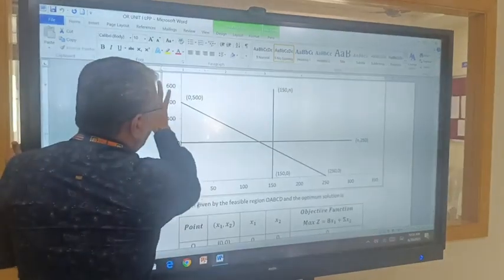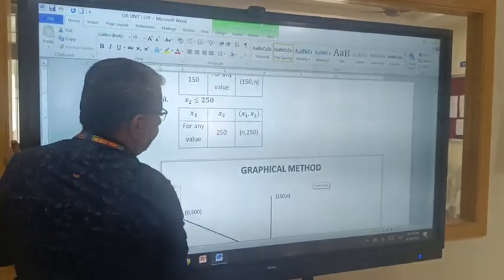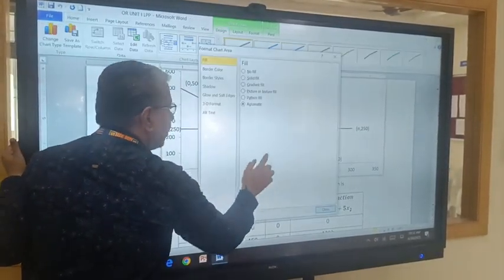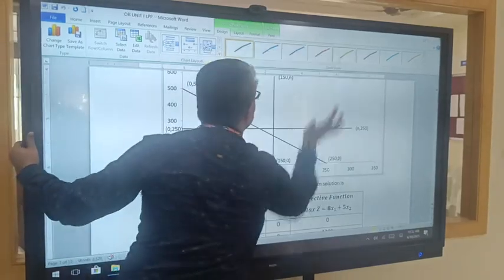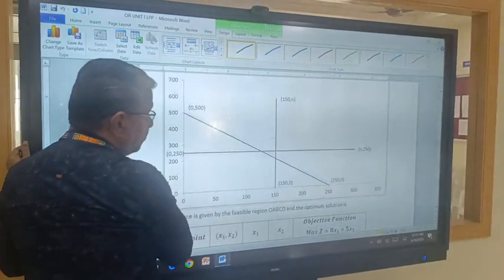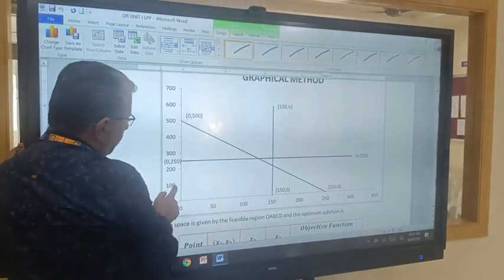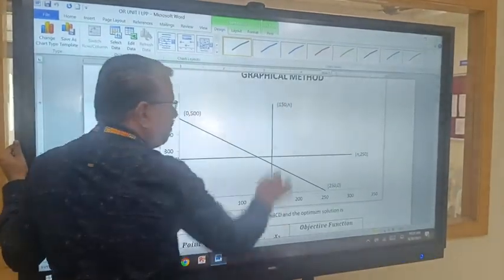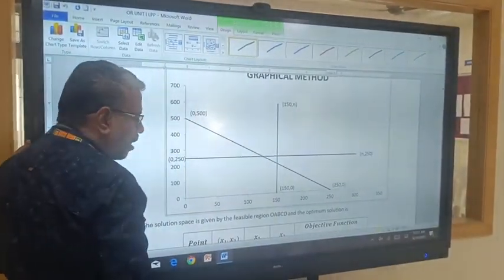The second constraint is 150, n. So 150, n means x1 is 150, and irrespective of x2, x2 may be anything, 100, 200, 300, whatever. Therefore it is a vertical straight line.